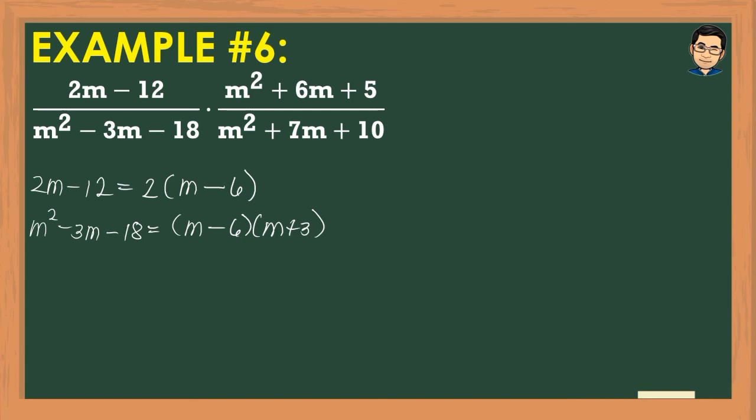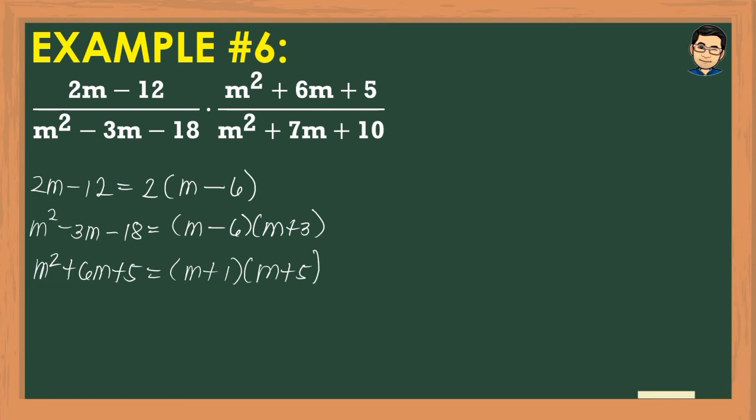Next, m squared plus 6m plus 5 equals, so dito, ang factors ng 5, 1 tsaka 5 lang. So kapag pinag-add natin ng 1 tsaka 5, lilitaw ang 6. So that is m plus 1 times m plus 5.